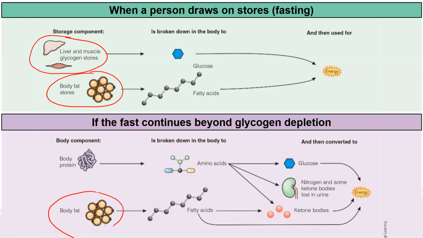Remember, we were talking about the brain and how the brain requires glucose. And if we don't have glucose in our blood, we have no glucose because we're out of glycogen. Our bodies do not have the ability to make glucose out of fat. So we have to use protein. So protein can get broken down to amino acids, and amino acids can get converted into glucose.